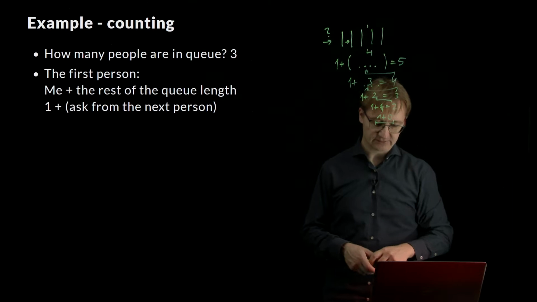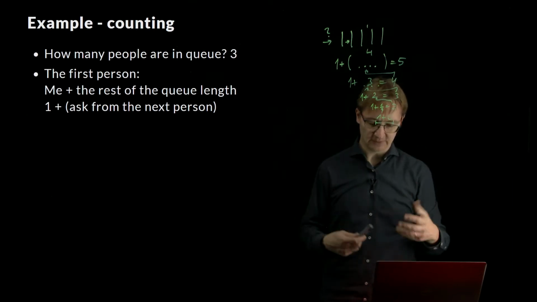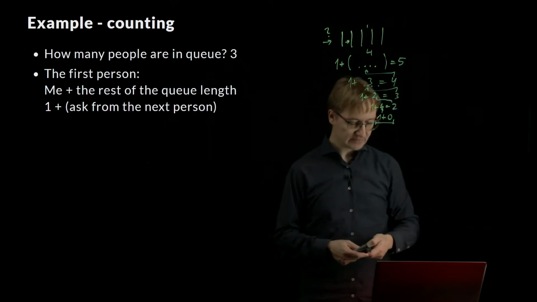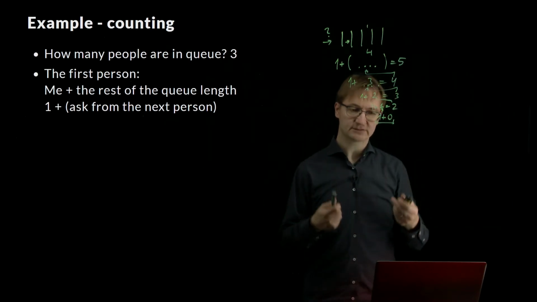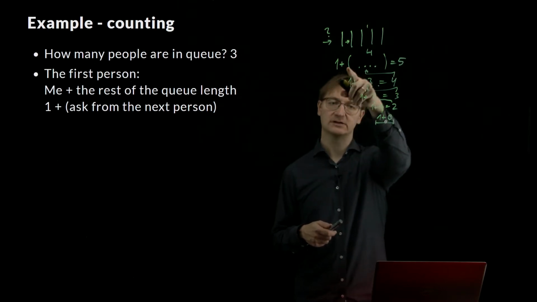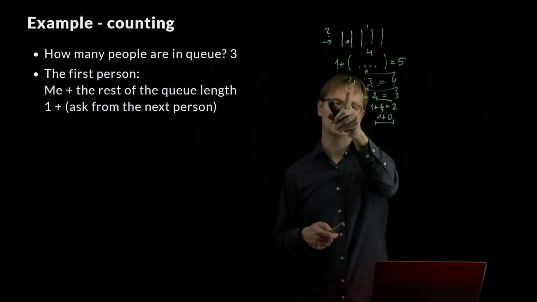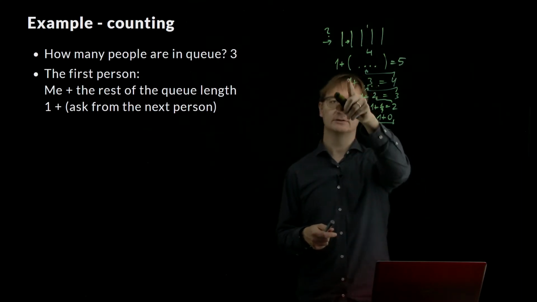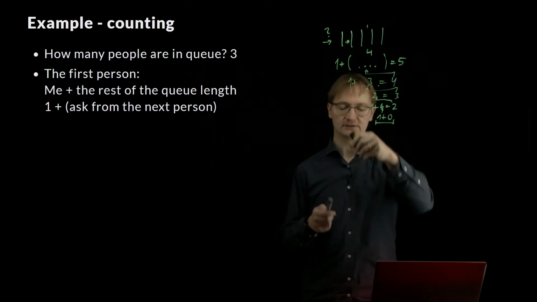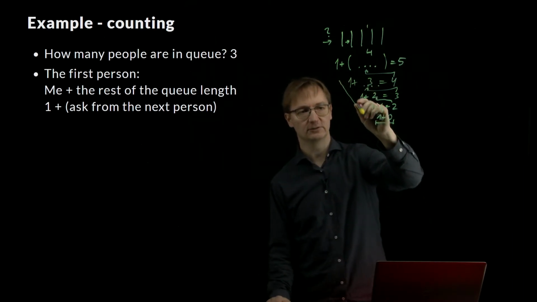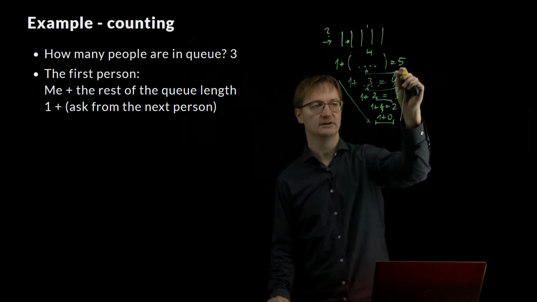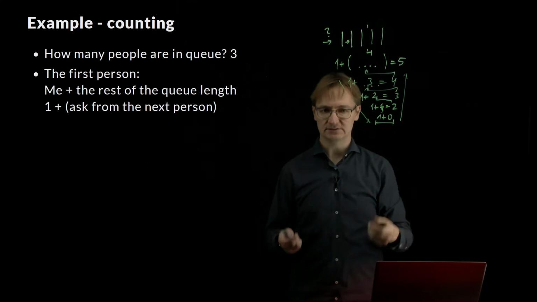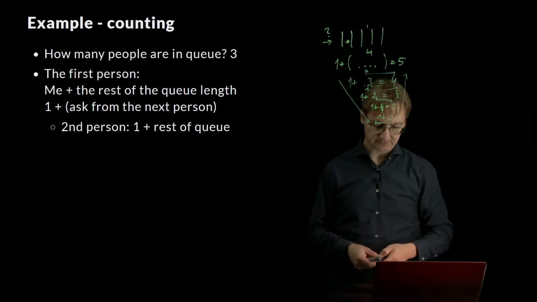The first person knows that there is me, or 1, plus the rest of the length of the queue. And you answer the question. I cannot answer right away. I had to ask my neighbor. He or she also wasn't able to answer right away, so those people were waiting until it went all the way to the end, and now it came back, and the first person was able to say that there is 1 plus 4 people in the queue.